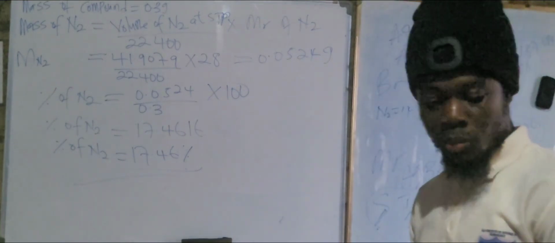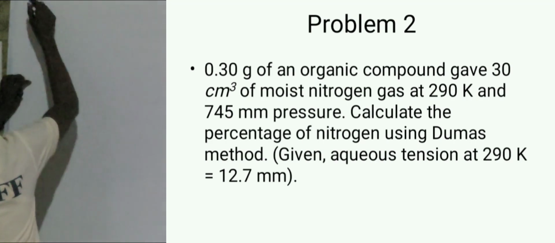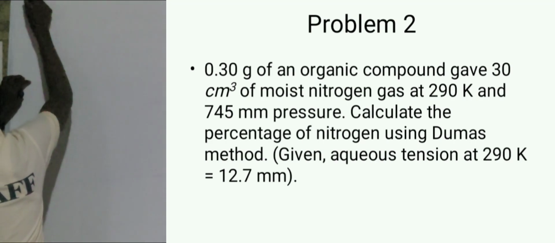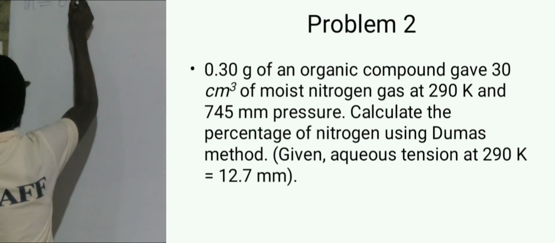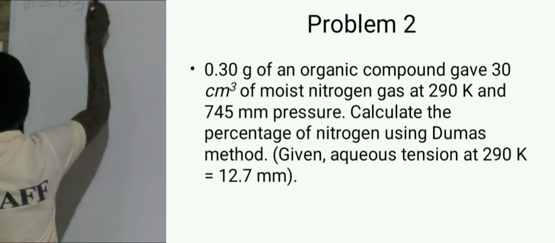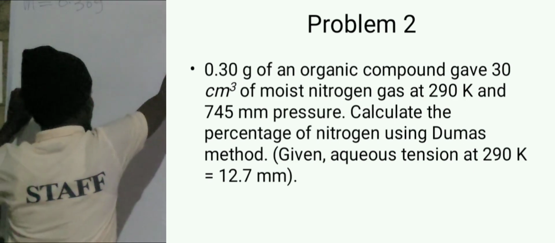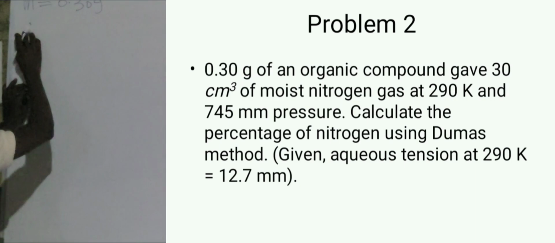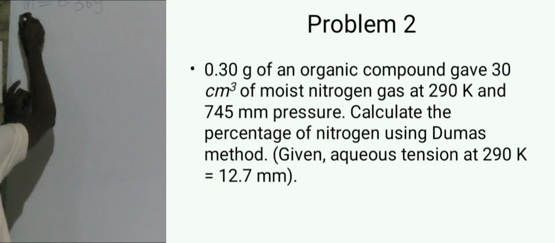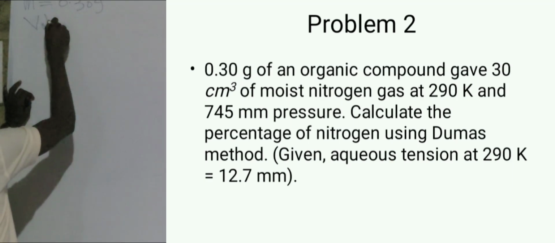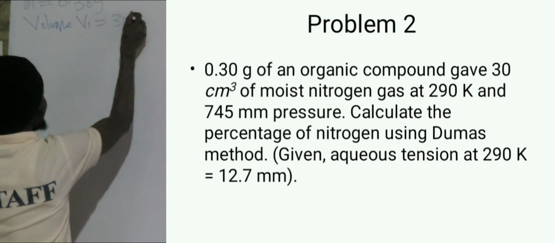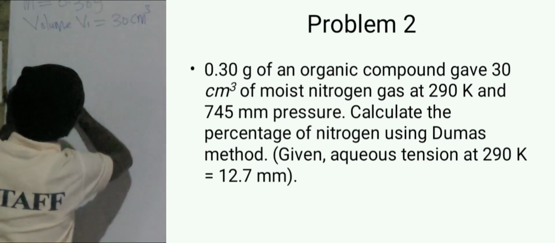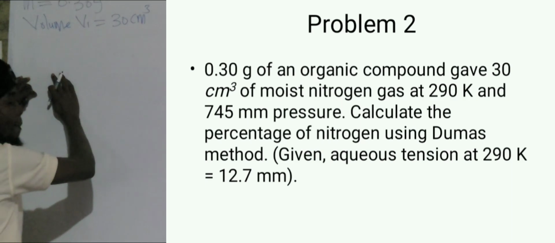The mass method. Problem 2. The mass of the compound is 0.30 gram. 0.30 gram of an organic compound gives 30 cm cube of moist nitrogen gas. That is the volume. So volume V1 is equal to 30 cm cube of moist nitrogen gas.